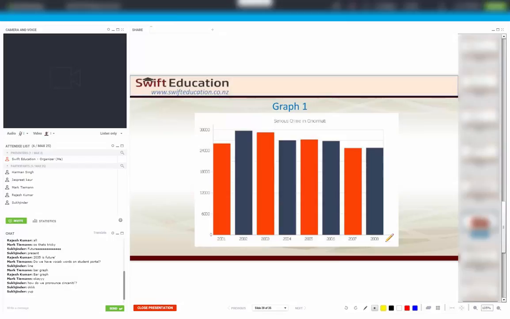So is that future or past? Yeah, Rajesh, future or past? It's 2001 to 2008. Oh, yes, cool. Not a problem. And what we've got on the other axis is the number of serious crimes in that city.